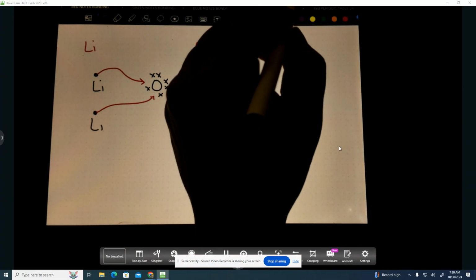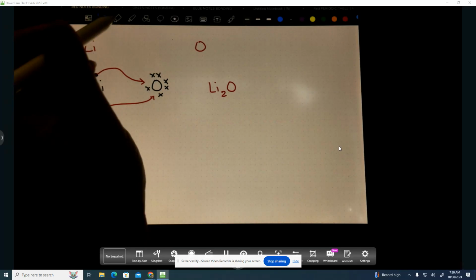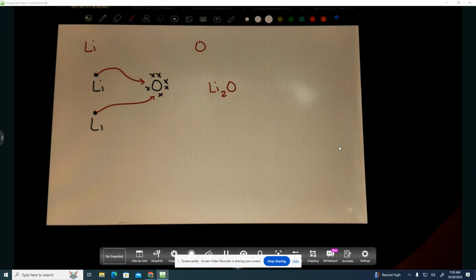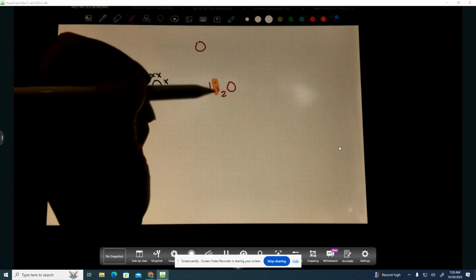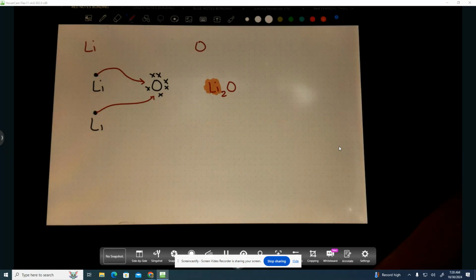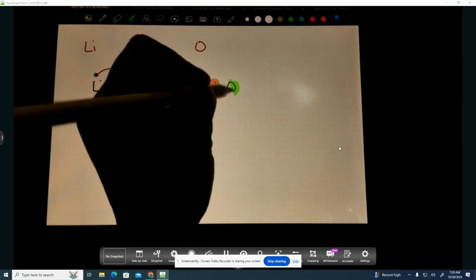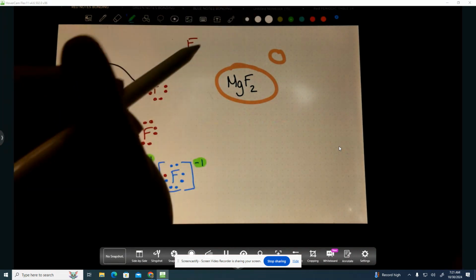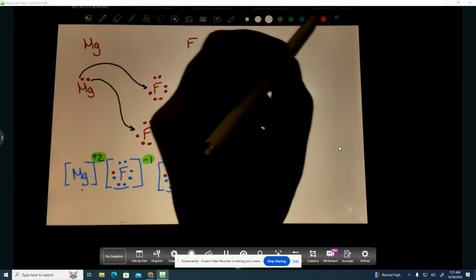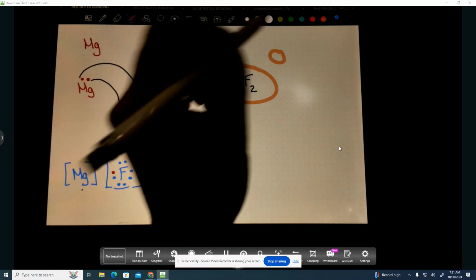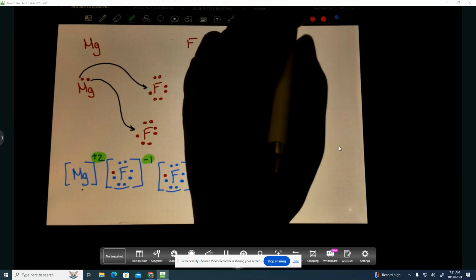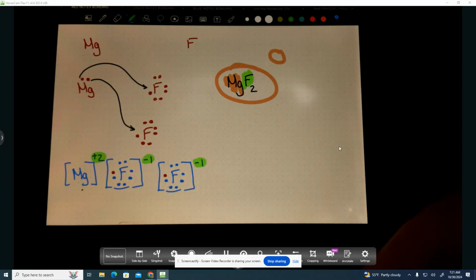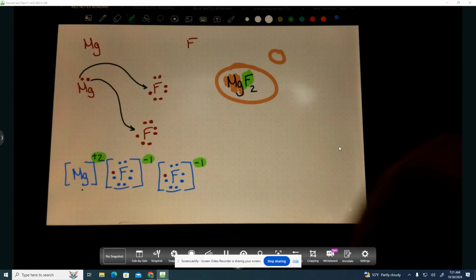I also want to point out that in an ionic compound, and I'm going to have you do this in a few minutes, it is always made of 2 parts. It's going to be made of the cation, which is the lithium, and the anion, in this case the oxygen. Any compound that is ionic is made of the cation and the anion. Okay? Do you understand that? Okay.